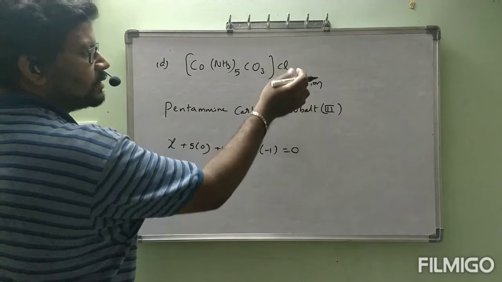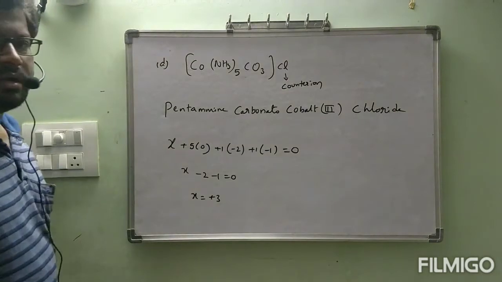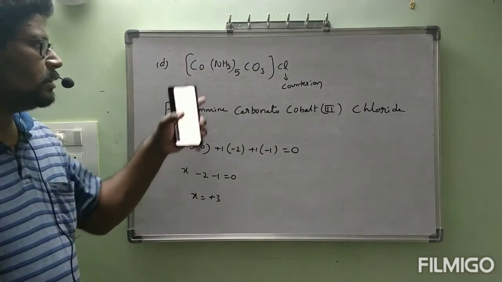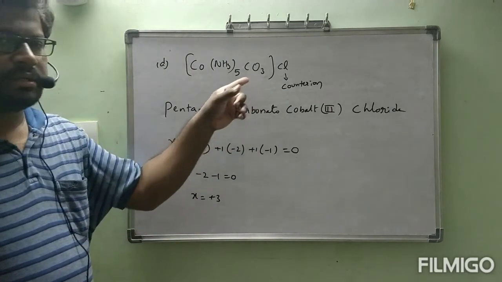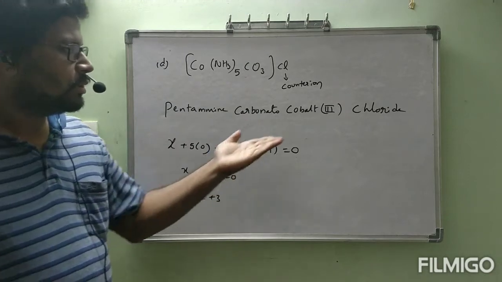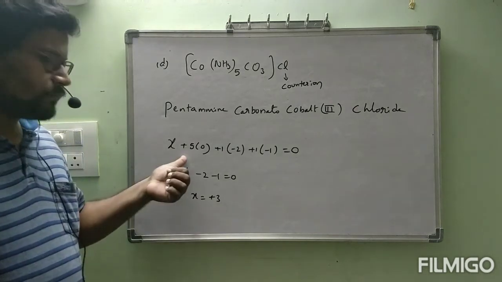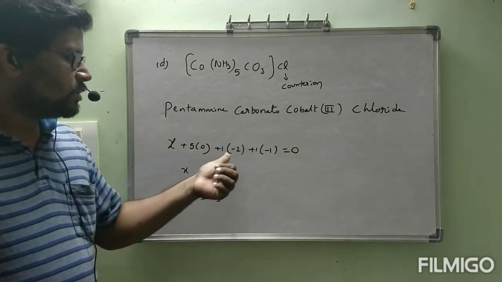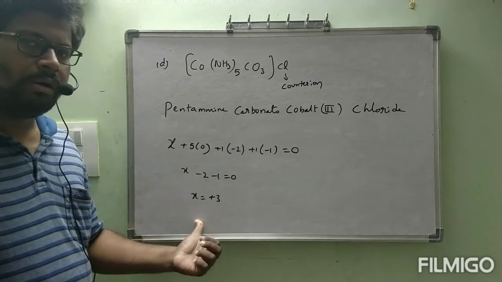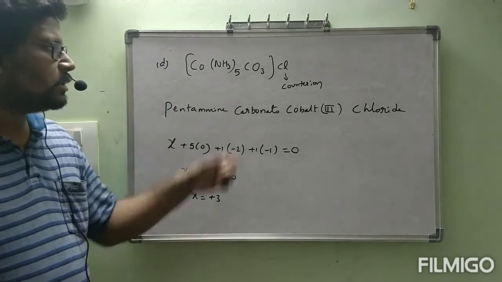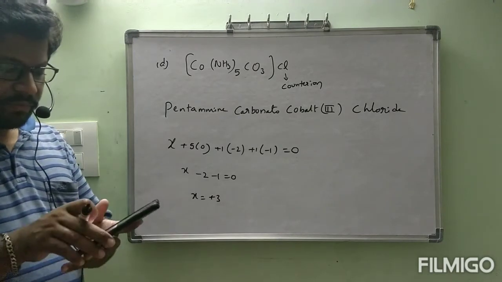Outside, chloride. Now see the compound name: pentaamine, carbonato. CO3 means carbonate, but as a negative ligand it is carbonato. Cobalt(III) chloride. How did we get the cobalt charge 3? X plus 5 into 0, 1 into -2, 1 into -1 is equal to 0. Okay? This is about D. Next, we will see E.